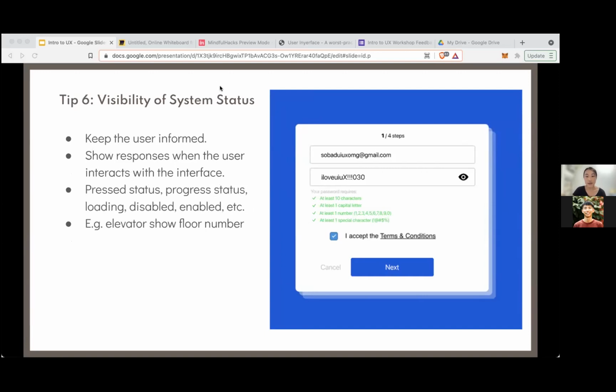So another tip is visibility of system status. Basically, this means keeping the user informed about the status of the product. Users always want to see a response on the interface when they are interacting with it. In this case, if they fill in the email and password and the next button lights up, that is another example of visibility of system status. Another example from real life is when you're in an elevator and you see the floor number telling you which floor the elevator is currently at.